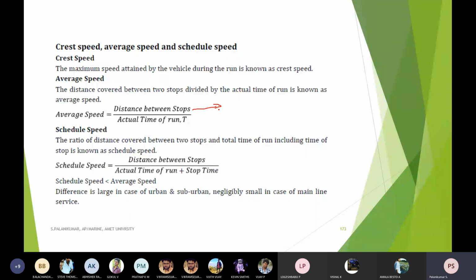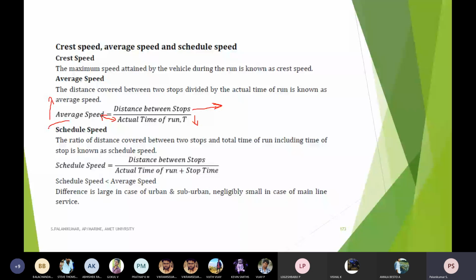It's fixed. At any point of time, it will not vary. The only thing varying is, if I increase the average speed, automatically the actual time of run will decrease. If the actual time of run increases, the average speed will decrease. So only these two will be varying, whereas the distance between the stops remains constant.